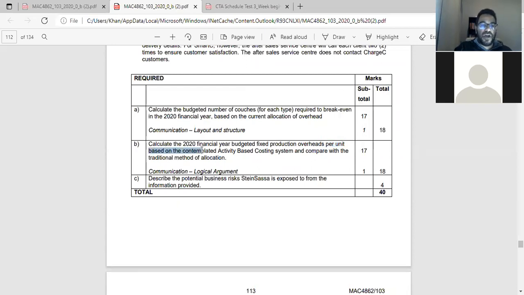Then they're saying based on the contemplated activity-based costing system. What you should know is that if they didn't say ABC, you assume traditional. You only use ABC when they tell you to use ABC. So here they say, finally, compare it with the traditional costing method. What does that mean? We must work out the fixed production overhead for each unit: a unit of Smart C, a unit of the other one, both on ABC as well as traditional, and then see the difference and maybe provide a reason.